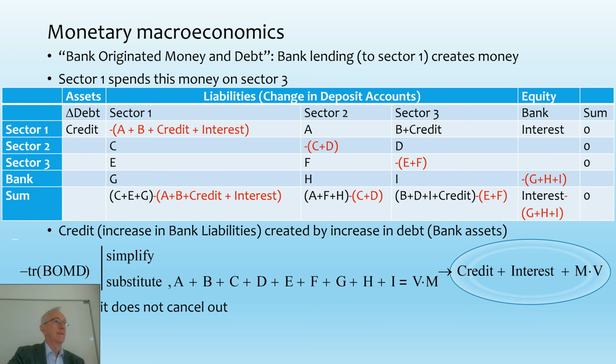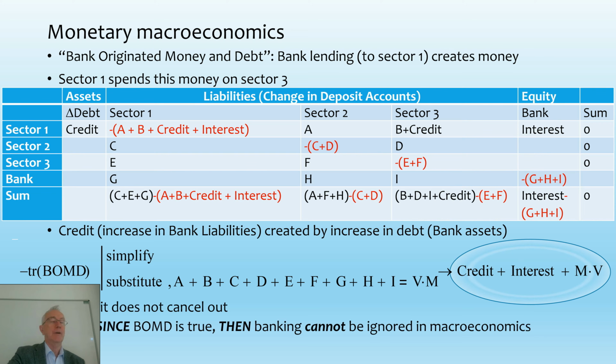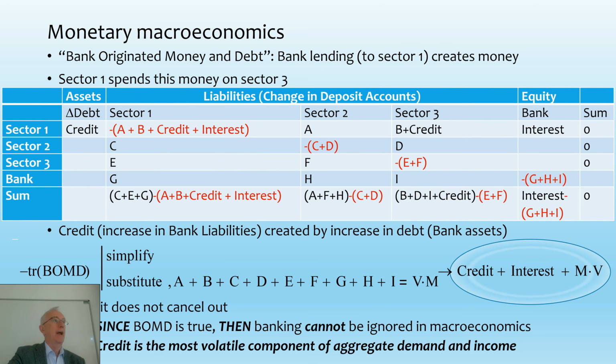Okay. So with that case, you cannot ignore banking in doing macroeconomics. A macroeconomic model without banking is not a model of a capitalist economy. And because credit's incredibly volatile, it tends to dominate the economy.